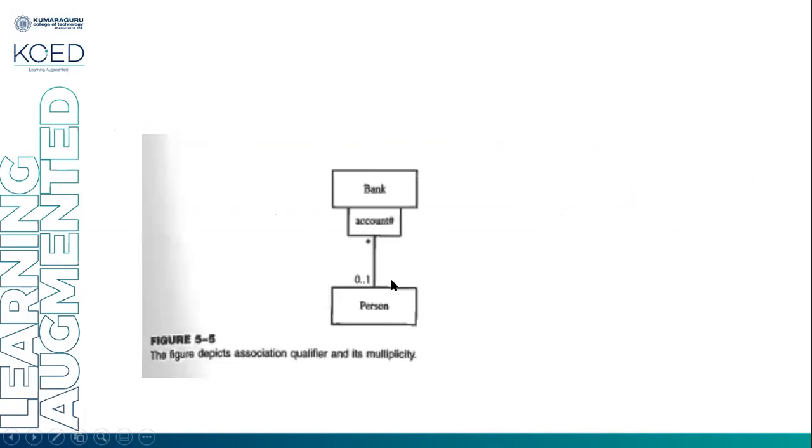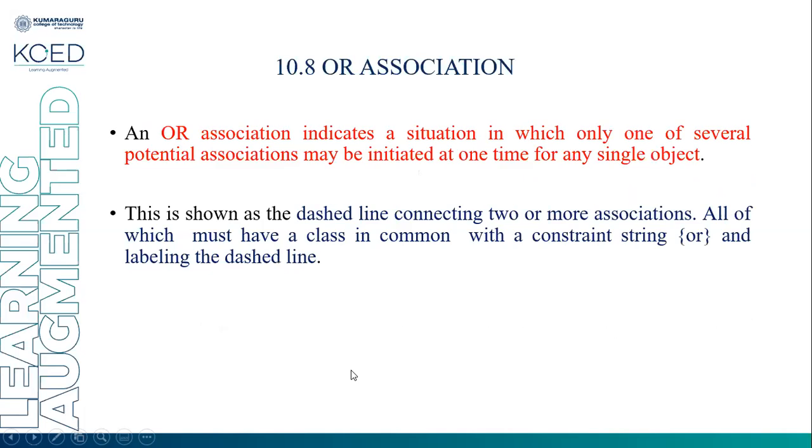So you see this example. Here the bank class is associated with the person. One person can have a star, which stands for many. So many banks, okay, they are associated with many banks. The figure depicts the association, qualifier, and multiplicity.